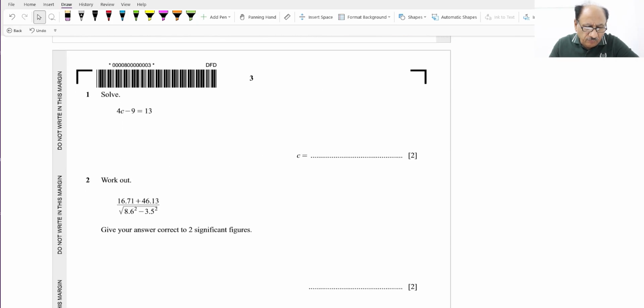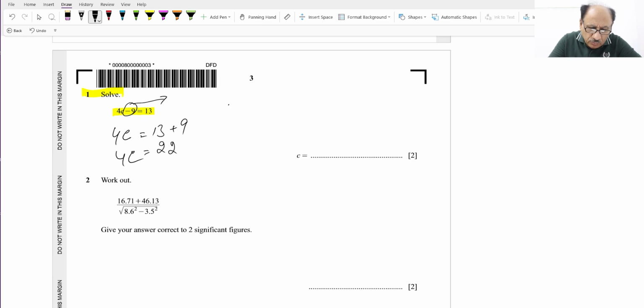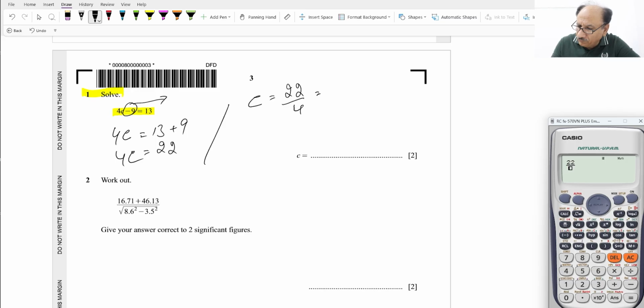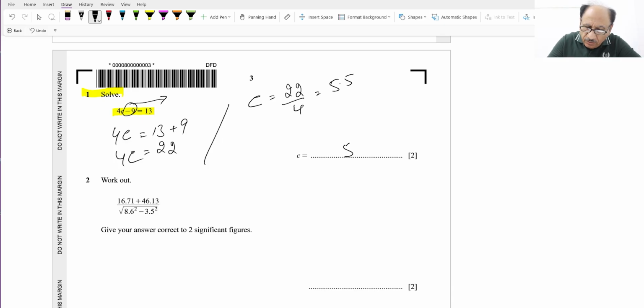Let us go through question number 1. Question number 1 says we need to solve 4c minus 9 is equal to 13. So it's an algebraic equation. 4c, we will shift minus 9 to the other side, so it will be 13 plus 9, and 13 plus 9 will be 22. So 4c is equal to 22. This means c is equal to 22 by 4, which, checking with the calculator, is 5.5. So 5.5 will be our final answer, and this goes for 2 marks.